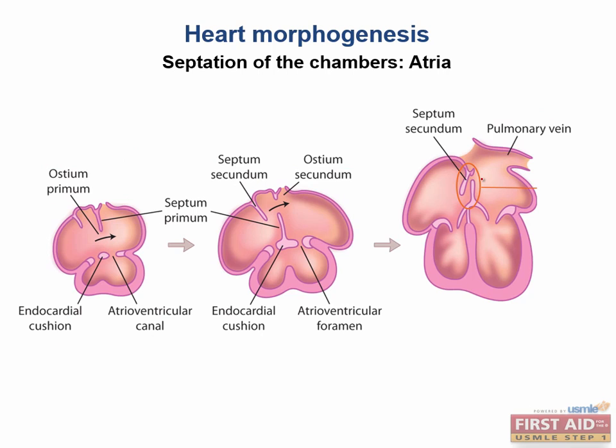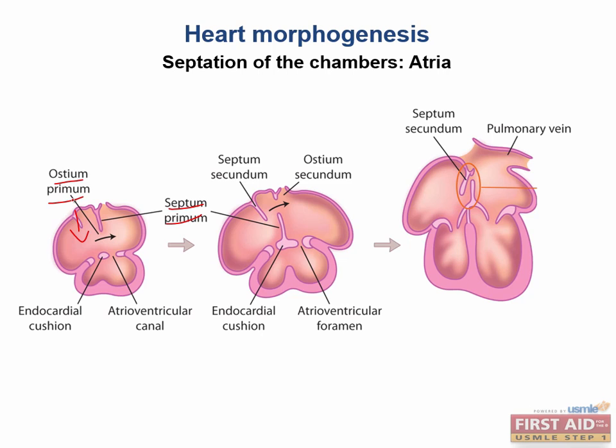Let's quickly review this stuff because you probably already zoned out and you have to really know this and you just have to see it more than once. Here's the septum primum growing downwards towards the endocardial cushion that's sitting in the atrioventricular canal. Note how we have the foramen or ostium primum now forming.